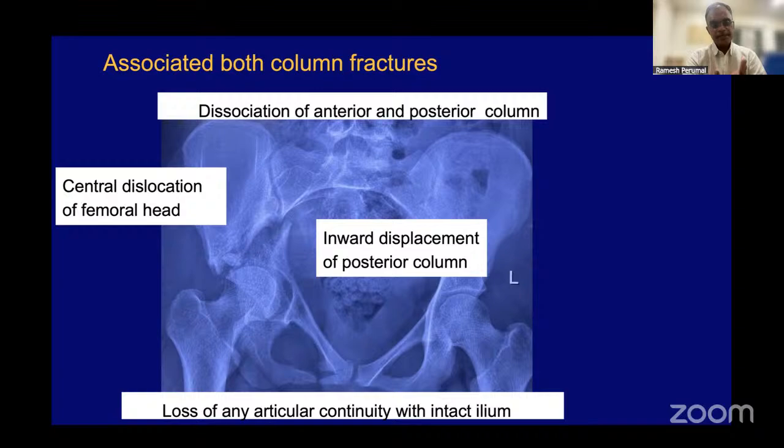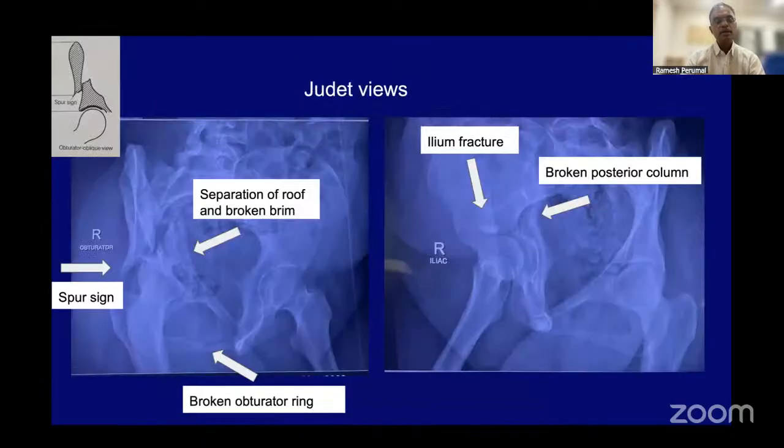So there is a loss of the articular surface along with the ilium. That is characteristic of the spur sign. So when you take the Judet views, you can see the classical spur sign on the obturator view.